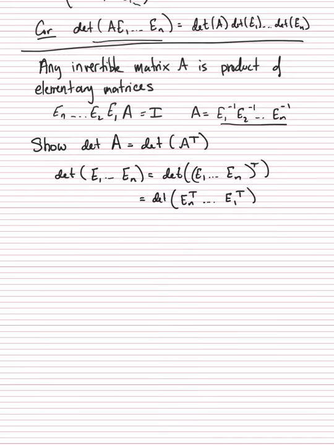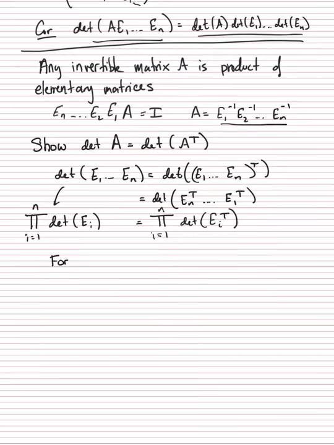Now by this rule, over here we have the determinant, maybe I'll just write it in shorthand, the product from i equals 1 to n of the determinant of the Ei's, and here we have the product from 1 to n of the determinant of Ei transpose. But for every elementary matrix, these are equal, which again, you just go through the three cases, and you can check that this is satisfied.